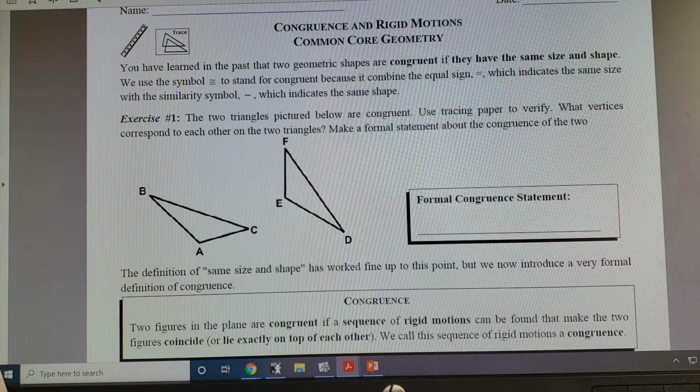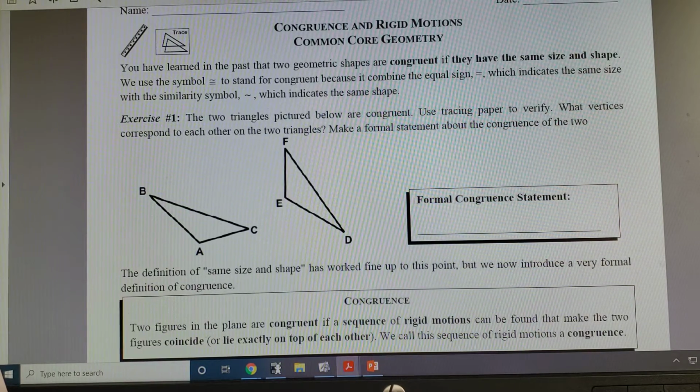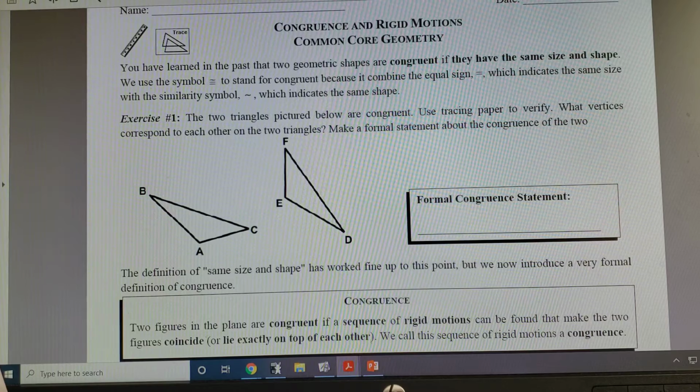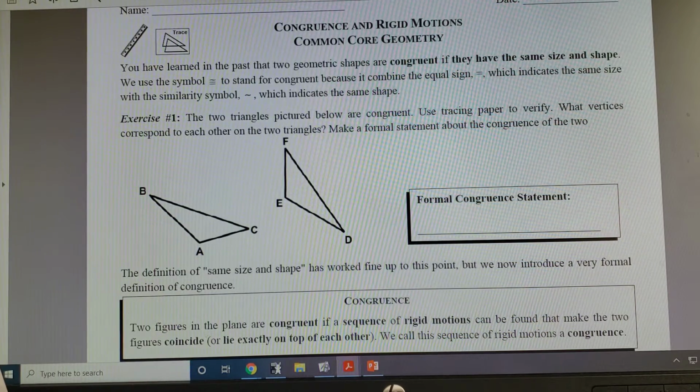Casey, do you remember any of this? Congruency? I taught Casey, my homeroom student, already went through this. Alright, so you've learned in the past that 2 geometric shapes are congruent if they have the same size and shape. So we use a symbol, an equal sign with a tilde over it, or the squiggly line over it, to stand for congruence because it combines the equal sign, which means equal or same size, with the similarity symbol, which is the tilde, and that indicates the same shape. So that's where we get congruency from, same size, same shape.